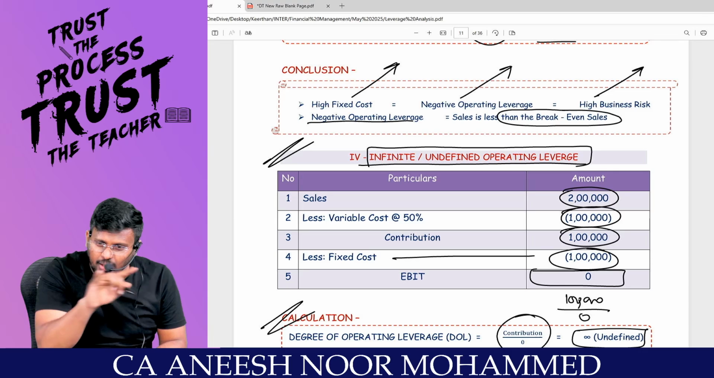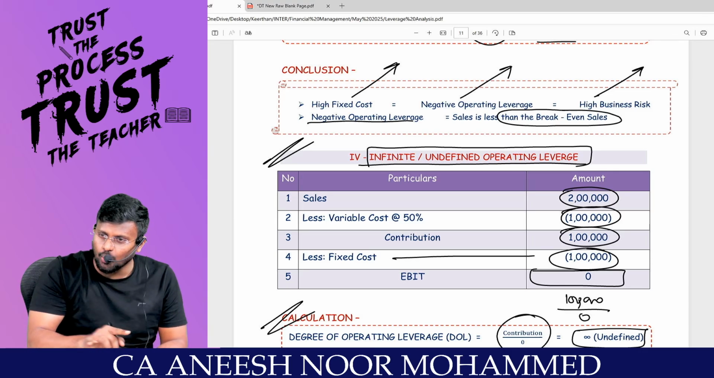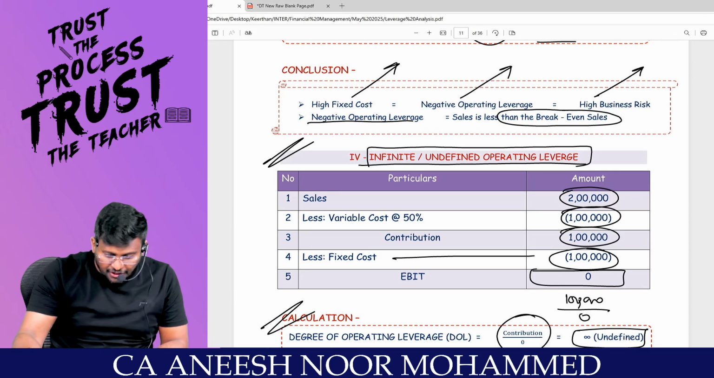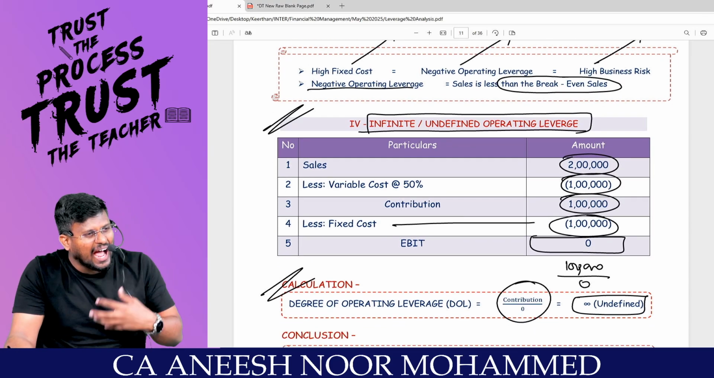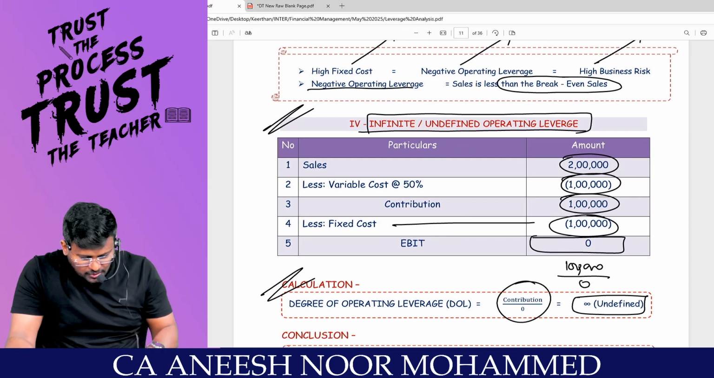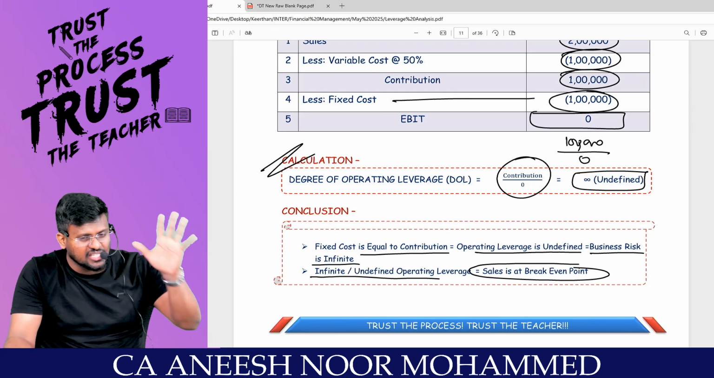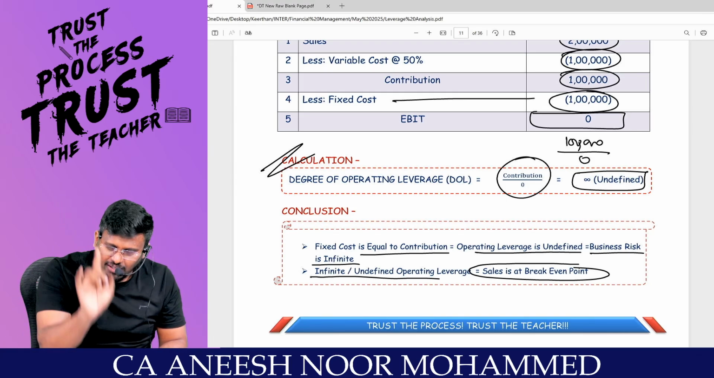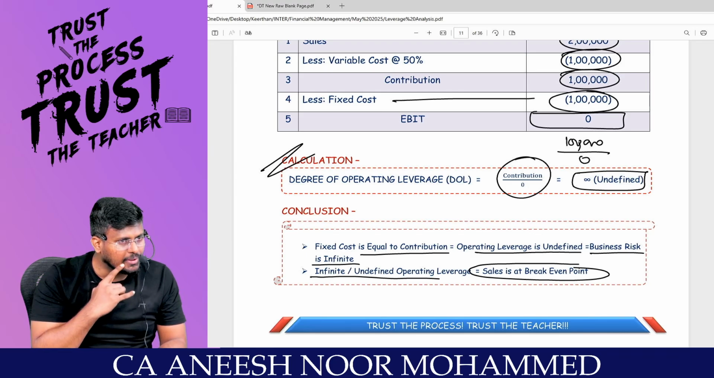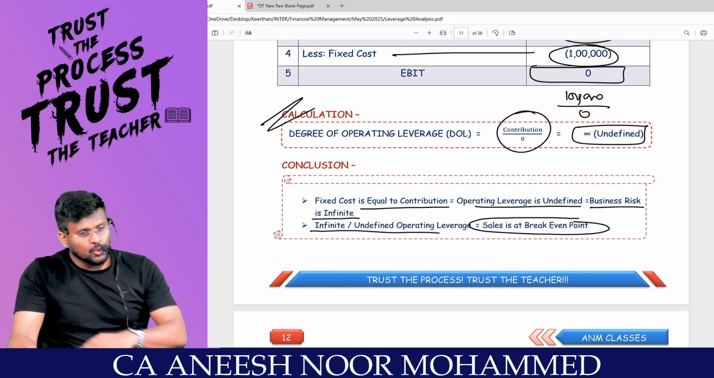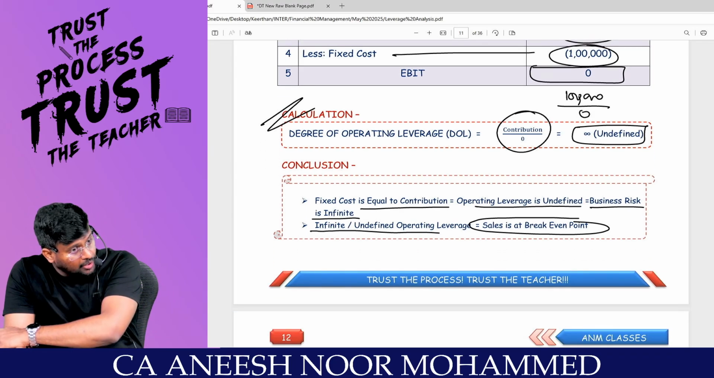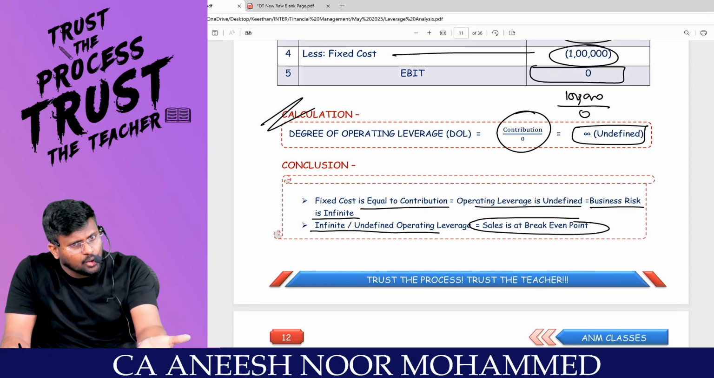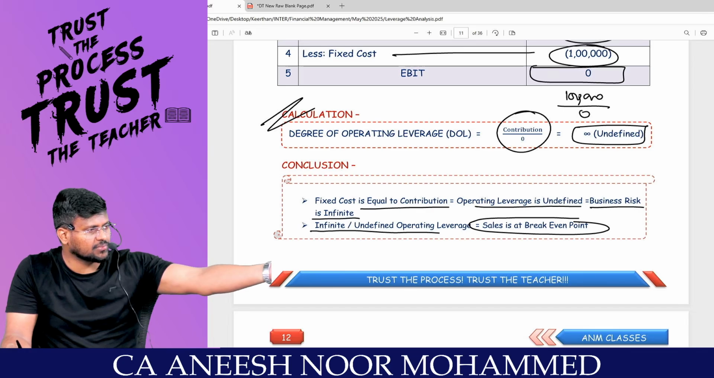Sir, one person is saying that I am not able to find out the operating leverage because I got contribution divided by 0. Hello. So his answer is infinite. If that is the case, infinite or undefinable, you have to say that fixed cost is equal to the contribution. That means your sales is exactly at the break-even point. Are you really with me? Your sales is exactly at the break-even point. So I can't measure your risk, because you may go down or you may come up. Are you really with me?